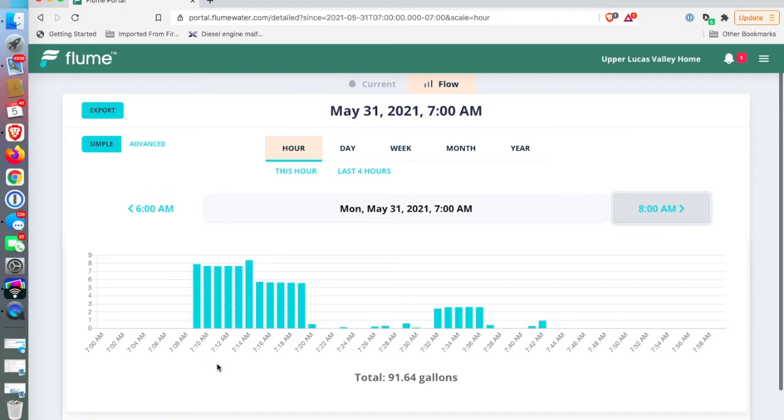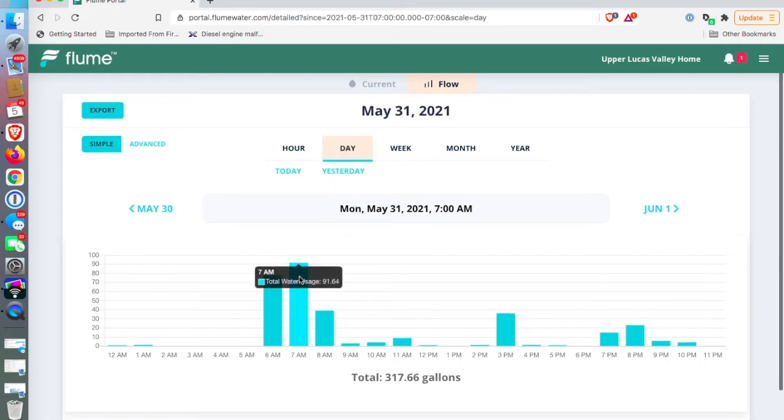So that kind of gave me some clues as to where to look for what's going on with this usage, because by the day that usage was huge. That's nearly 160 gallons of water use right there.